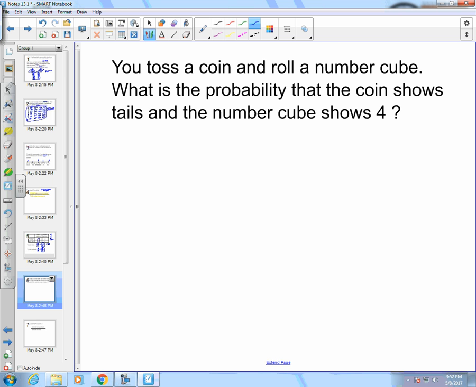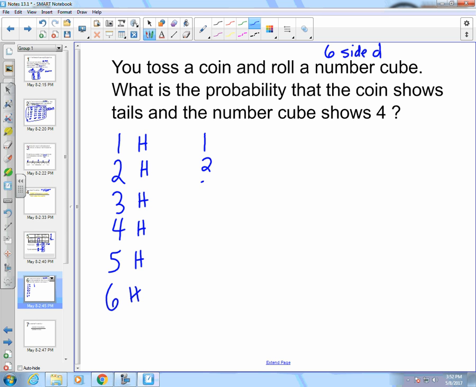If you toss a coin and roll a number cube, again, we're going to use a 6-sided number cube. What is the probability that the coin shows tails and the number cube shows 4? Well, we have that number cube, 1, 2, 3, 4, 5, and 6. And the coin that we are tossing could be heads on each of these. Or when we roll that number cube and toss that coin, the coin could show up to be tails.